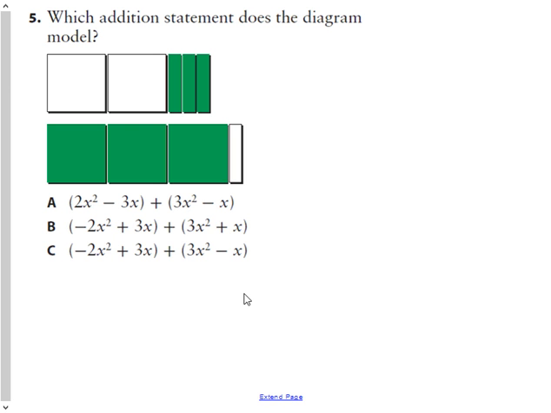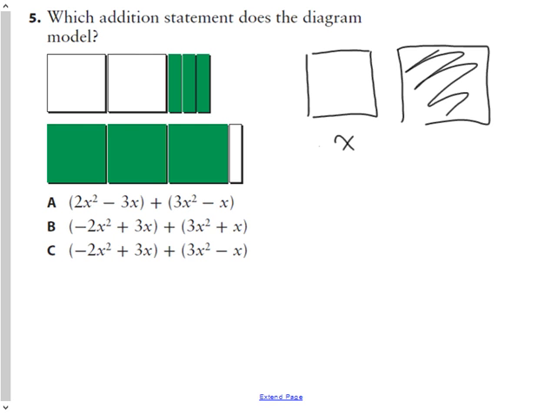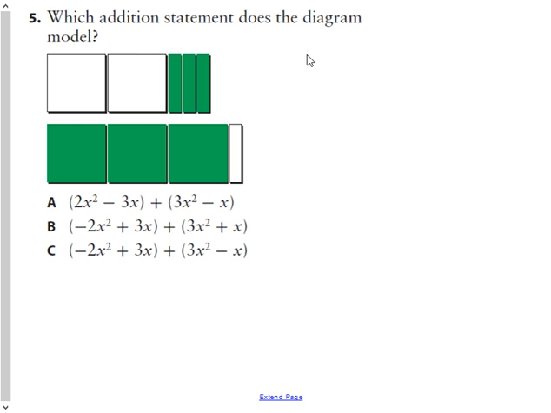That would be awful. Question 5 says, which addition statement does the diagram represent? Remember what we learned before: this tile is going to be a negative x squared, and this tile is going to be an x squared. If we look at the top polynomial, we have two negative x squareds, or negative 2x squared, and, remember, plus sign could be "and", we have 3x. If I put that in brackets, that's going to be my first polynomial.